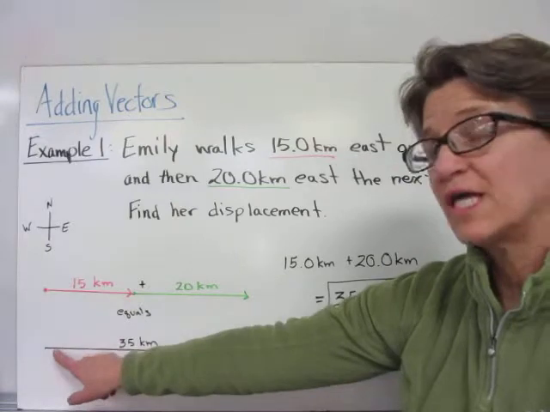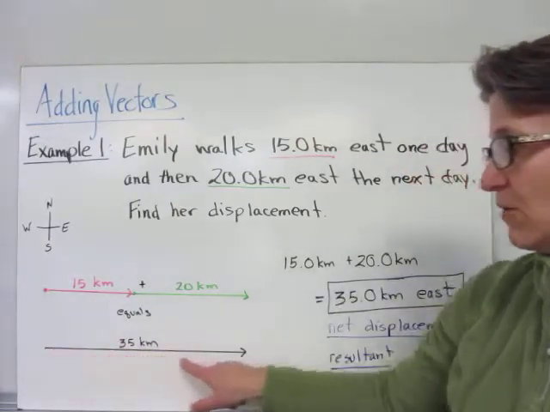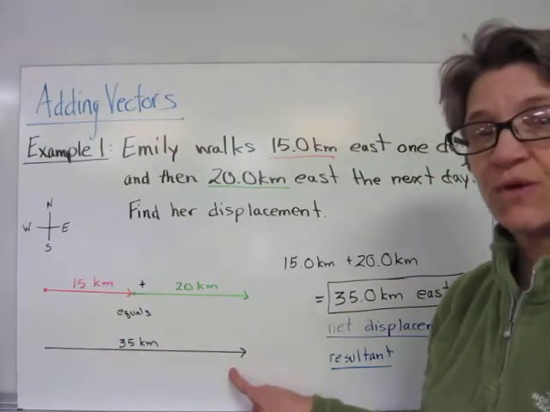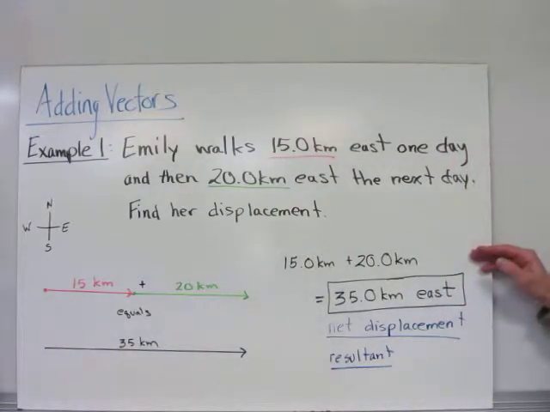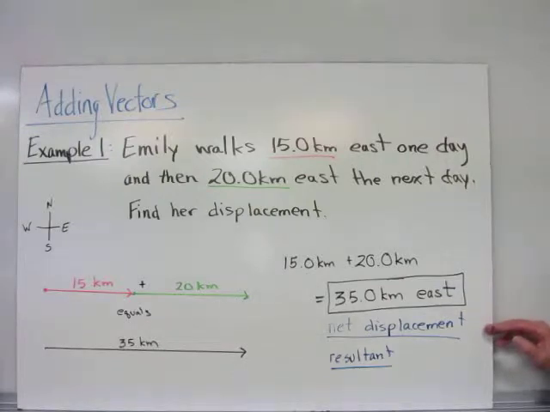And if we were drawing it and doing it graphically, we would have an arrow to represent 35 kilometers. Mathematically, they're in the same direction, so they're both positive quantities, and her displacement is 35 kilometers east. We call that the net displacement as well as the resultant. You can use either of those terms.